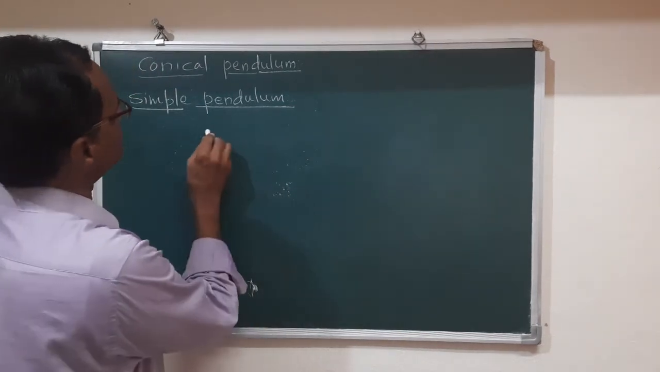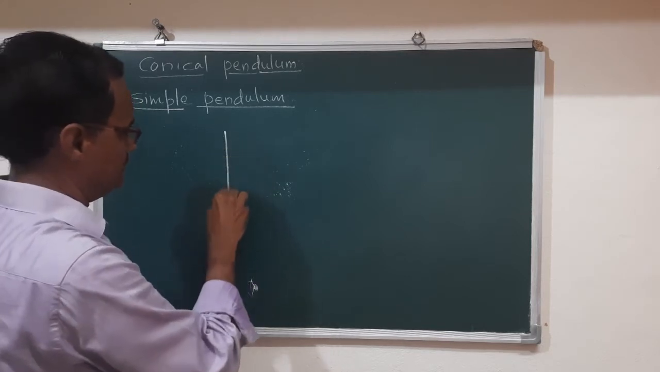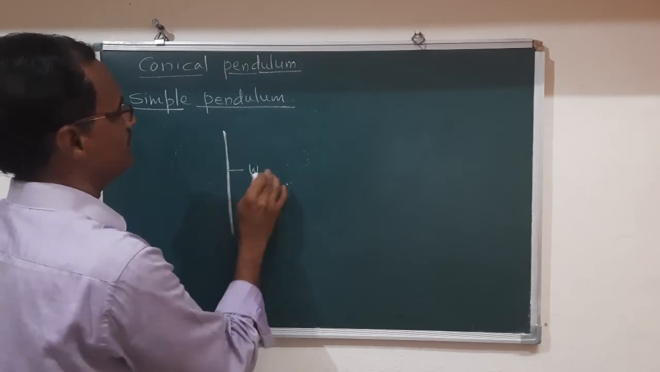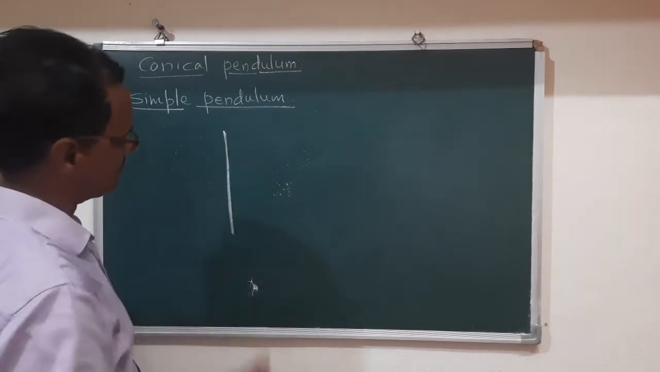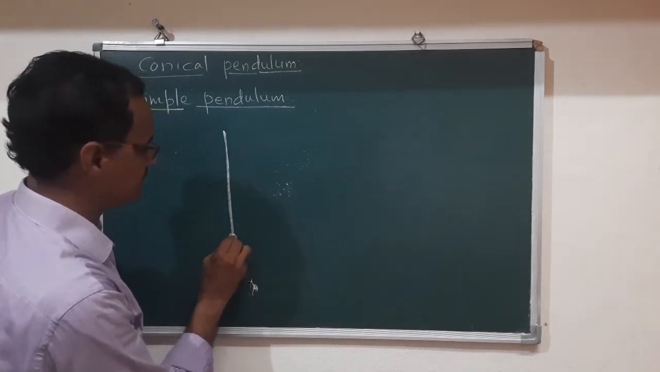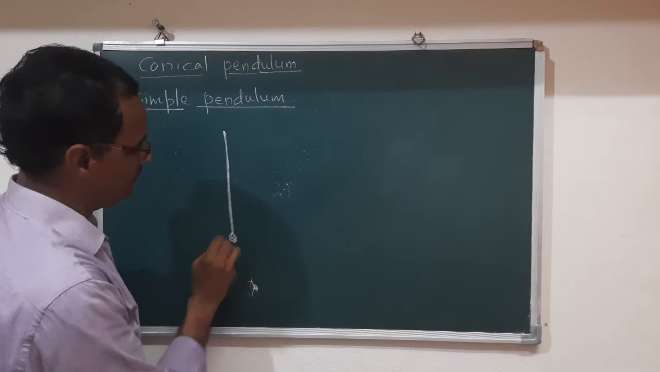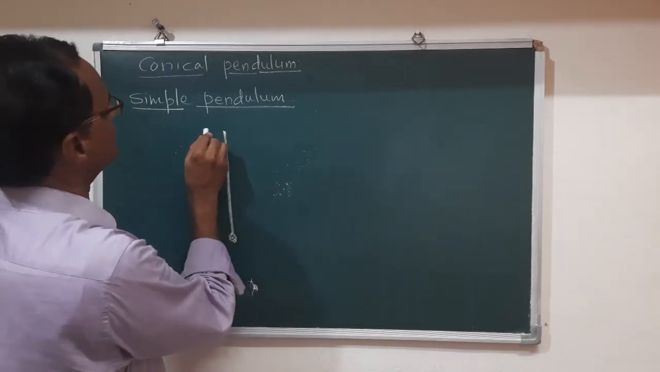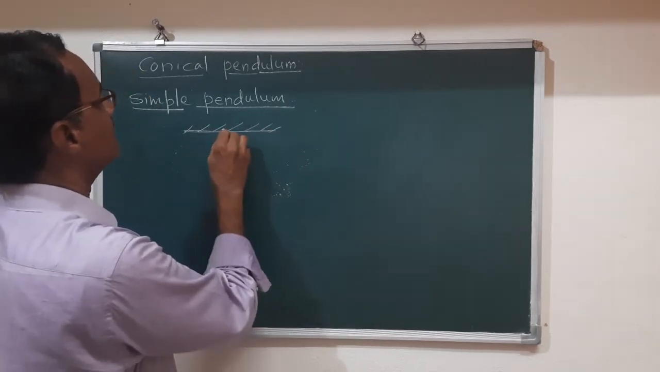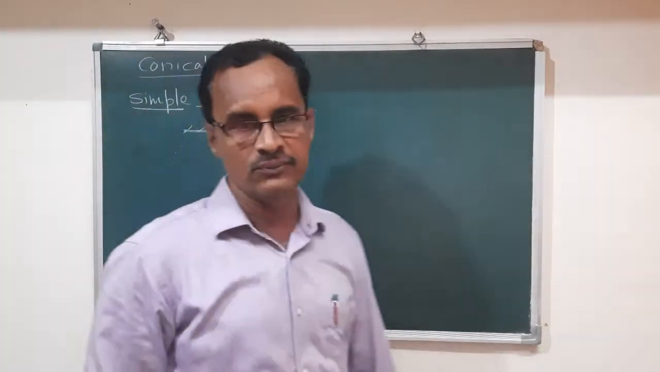Now, a simple pendulum consists of a string which is weightless and inextensible. At one end of the string there is a point mass. We call it a bob, a solid bob, and the other end of that string is attached to a rigid support. And this is the point of suspension. Now this arrangement is called a simple pendulum.